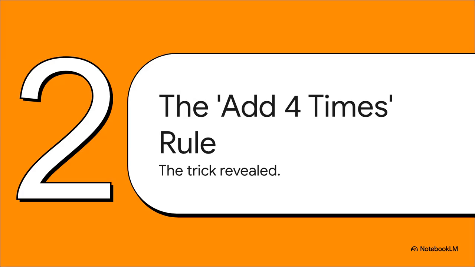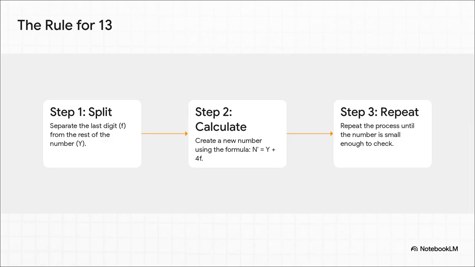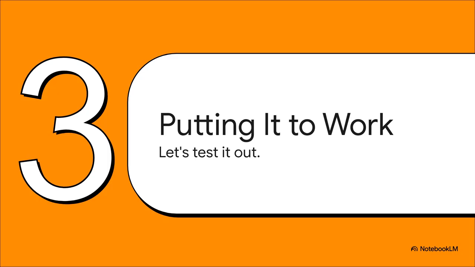It's a really neat little process I like to call the add 4 times rule. And here it is in just 3 steps. First, you do exactly what we just practiced. You split the number into y and f. Second, you calculate a new, smaller number using this little formula, y plus 4 times f. So that's the rest of the number plus 4 times the last digit. And third, if your new number is still a bit too big to tell, you just do it again. You just keep repeating the process until you land on a number that you know is or isn't a multiple of 13.